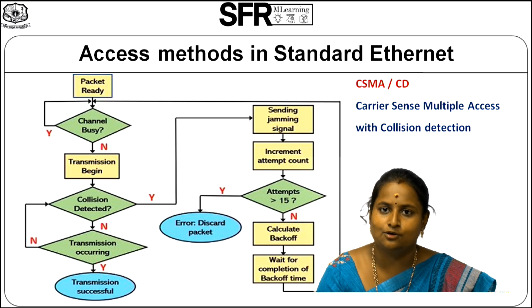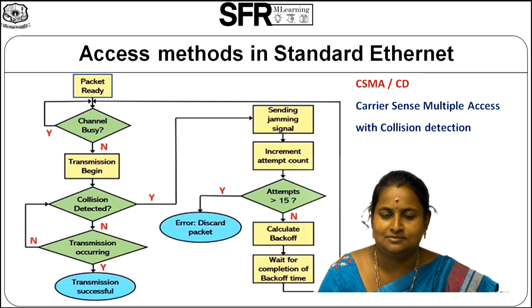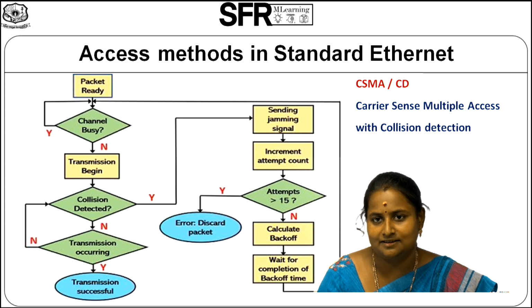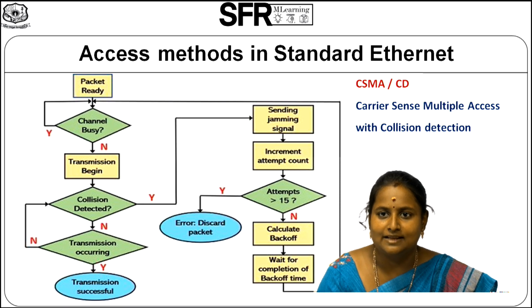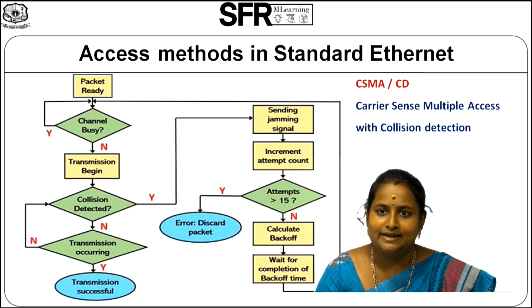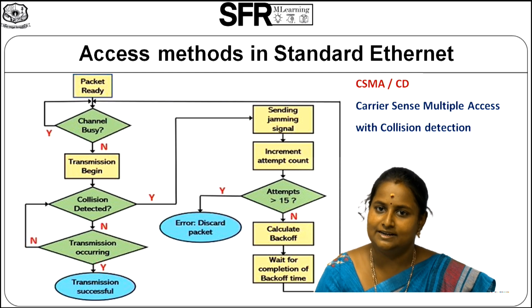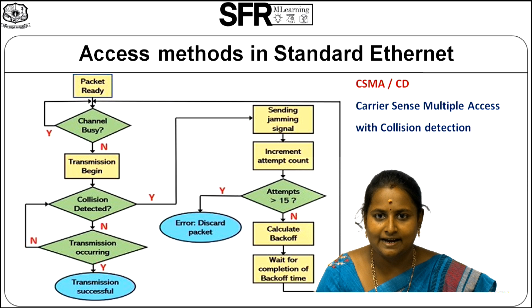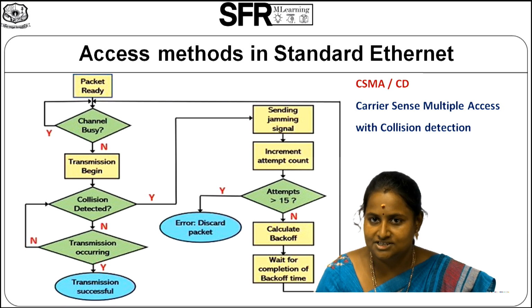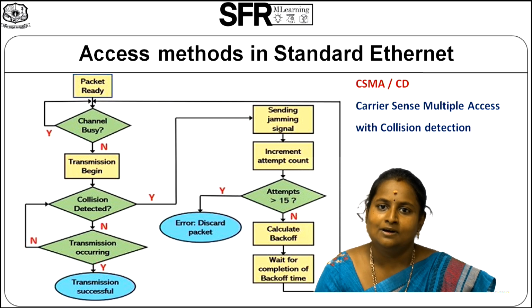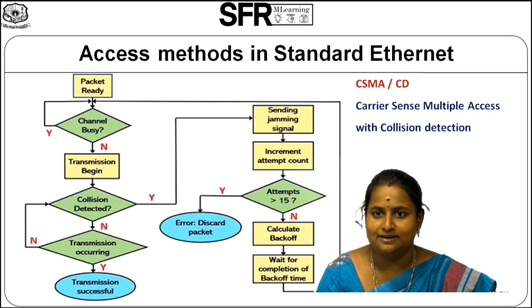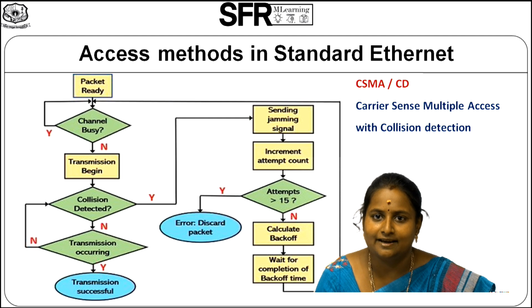And next we are going to study about access methods in standard Ethernet. In the standard Ethernet, the access method called CSMA/CD is used, that is carrier sense multiple access with collision detection. What it means: before sending the data, we are going to sense the channel, whether it is busy or idle. If it is idle, we can send the data, and we must watch whether any collision occurs. If the channel is busy, we must wait. It is explained clearly in the diagram.